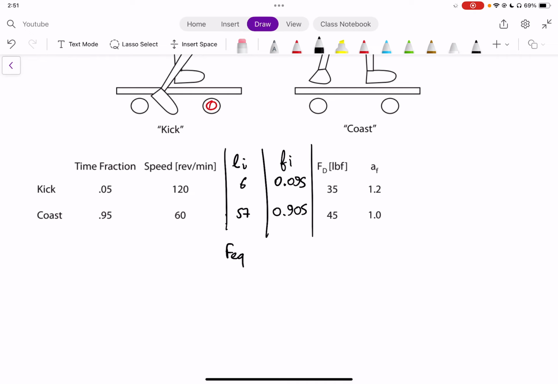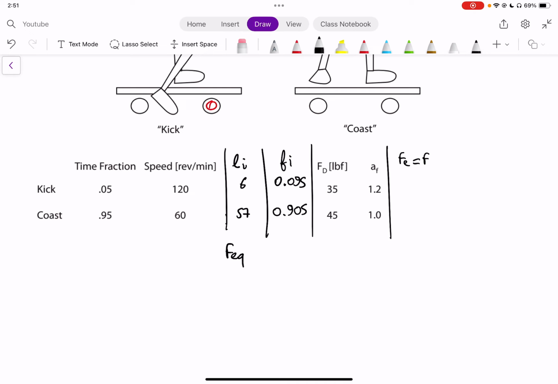So we can see that 90.5% of the revolutions come from coast, and 9.5% of the revolutions come from kick, which is different than the time fraction. Then we have FD in pound force. So we're assuming that we have a force desired, and that force desired is all radial, and we have an application factor given. So what we can do is we can say that we can find FE.